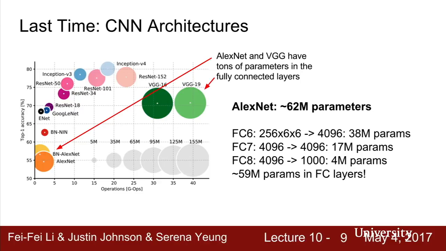So then when we move to other architectures like GoogleNet and ResNets, they do away with a lot of these large fully connected layers in favor of global average pooling at the end of the network. And this allows these nicer architectures to really cut down the parameter count. So that was kind of our brief recap of the CNN architectures that we saw last lecture.